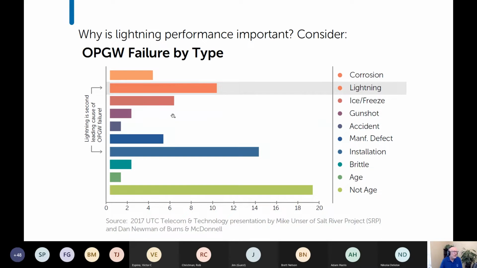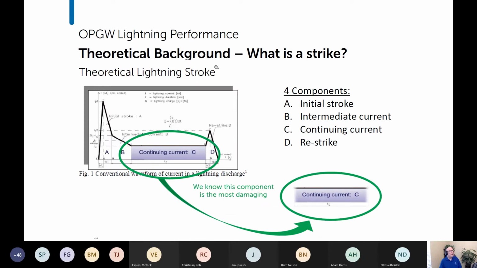So it's an important topic, and I kind of felt like it doesn't get the attention it deserves, given its importance, and given the fact that lightning protection is one of the primary functions of OPGW, and hence this webinar. So let's get into lightning.